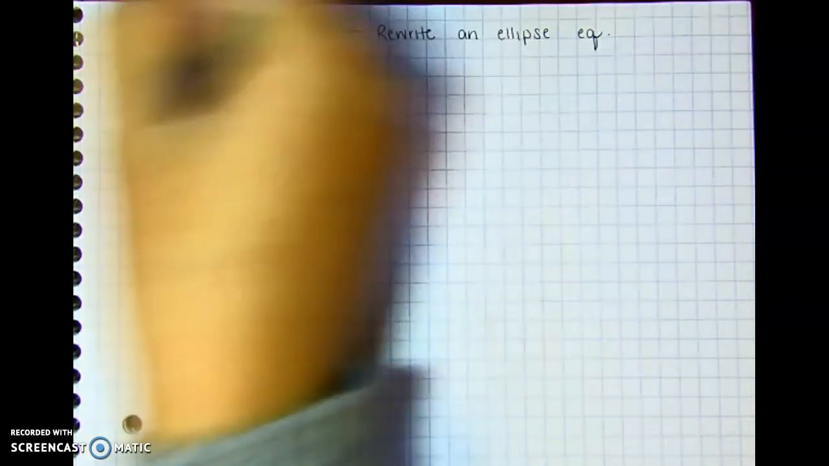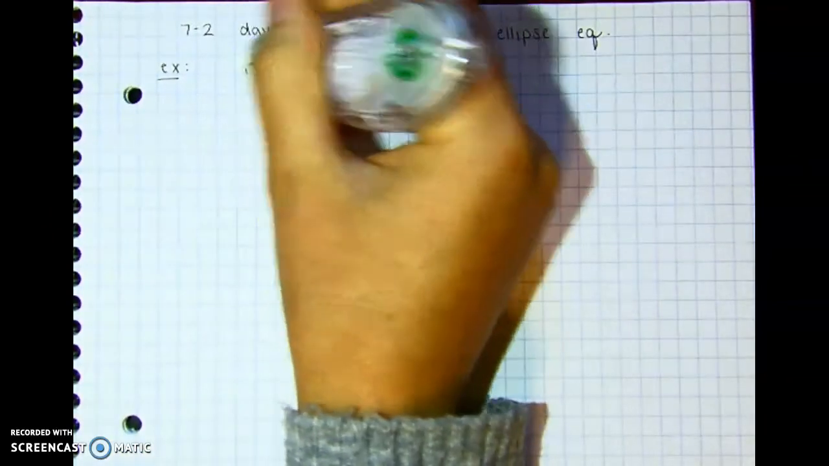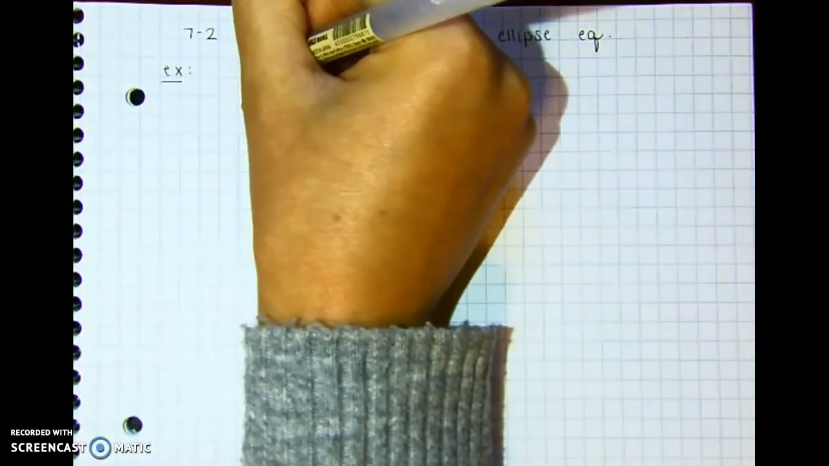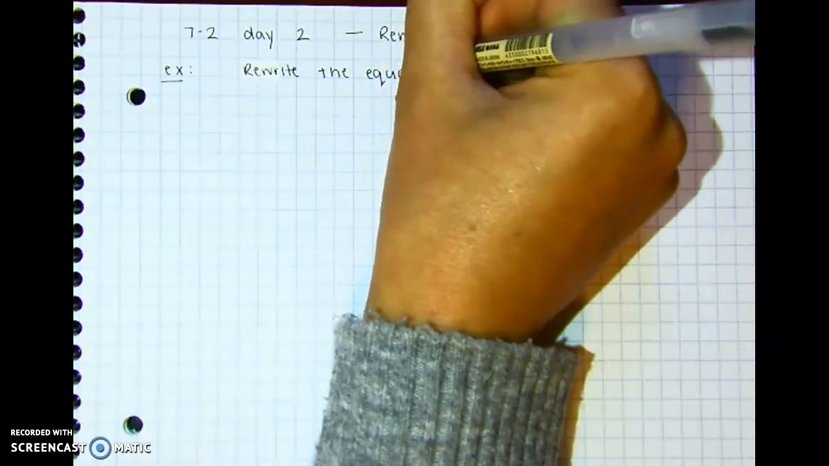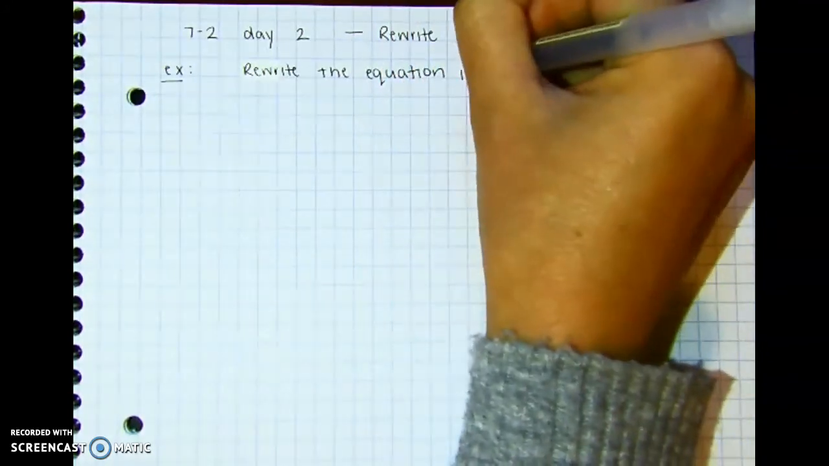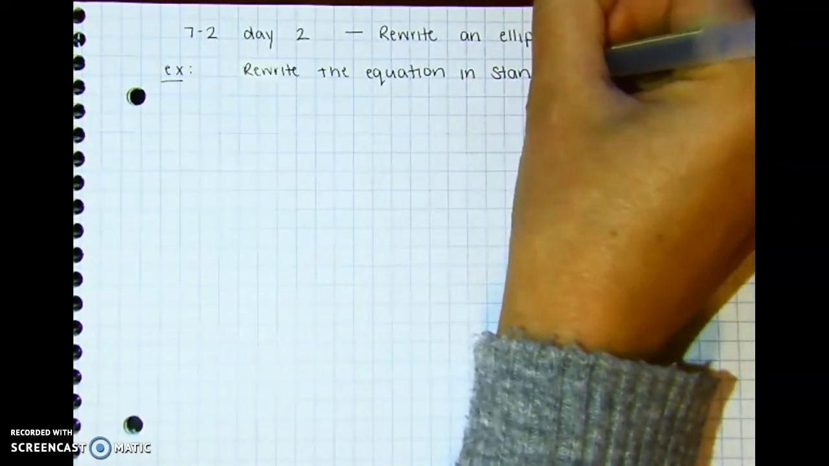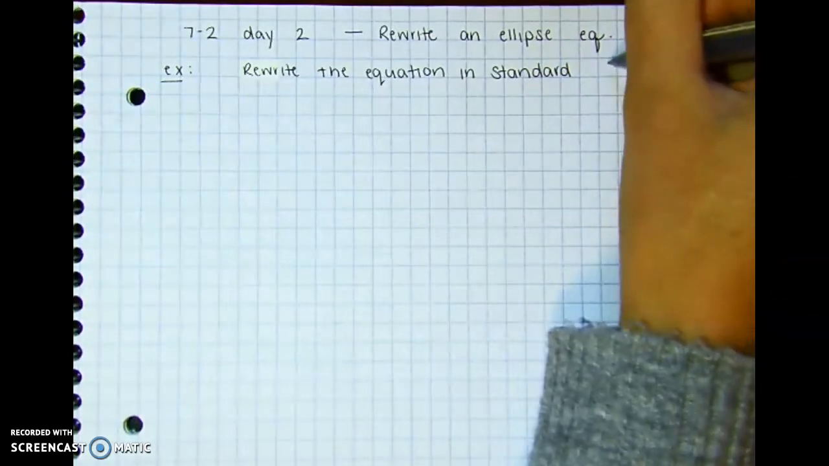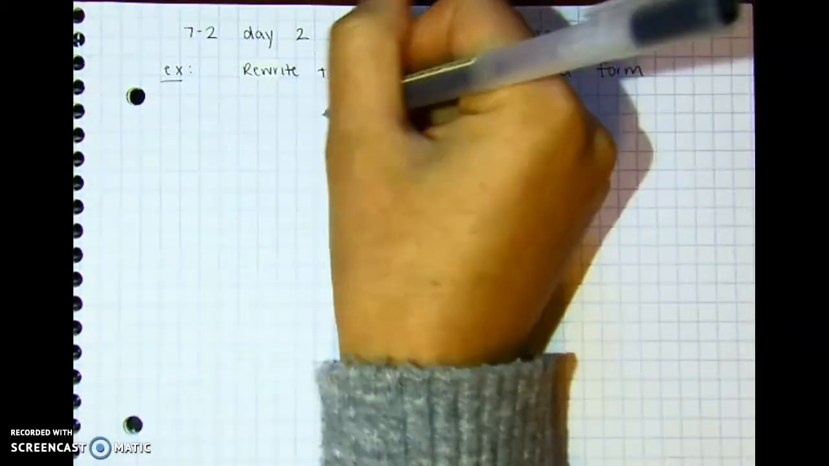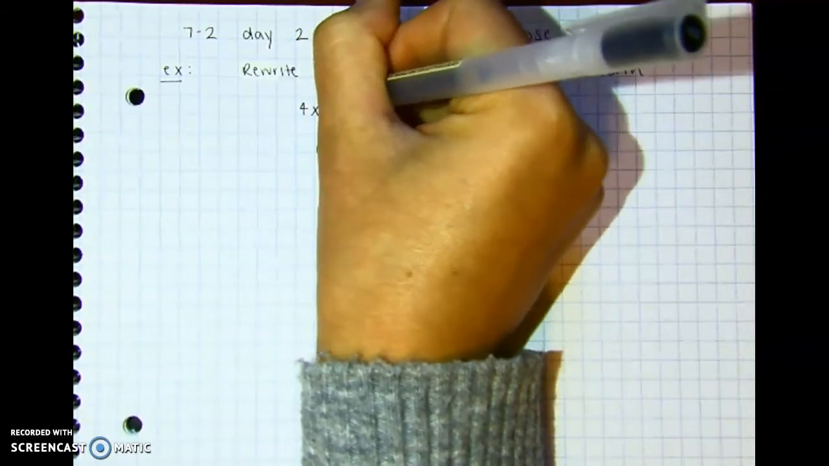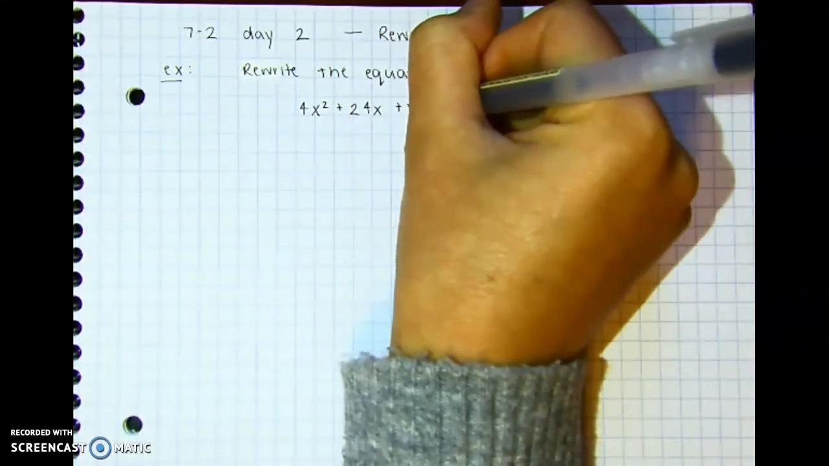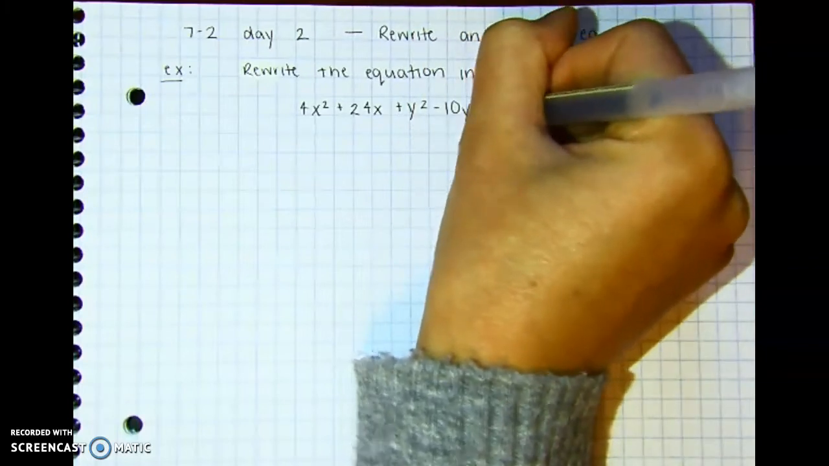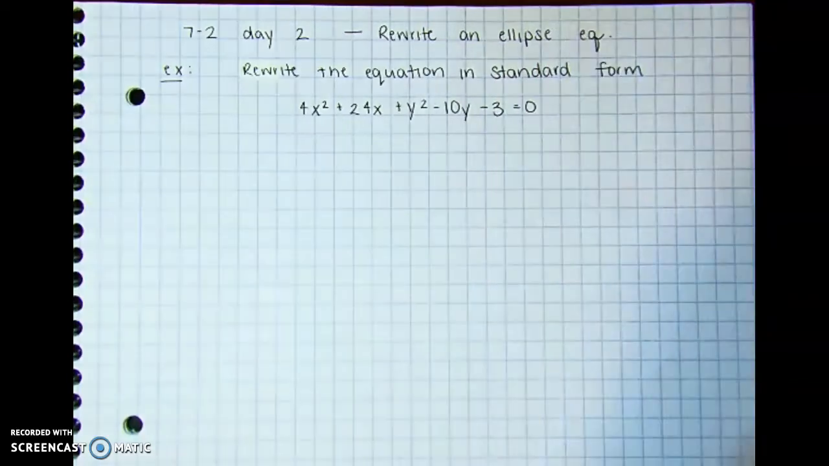I guess I should give instructions, but if you couldn't guess, our instructions are going to be: rewrite the equation in standard form. And our equation is going to be 4x squared plus 24x plus y squared minus 10y minus 3 equals 0.